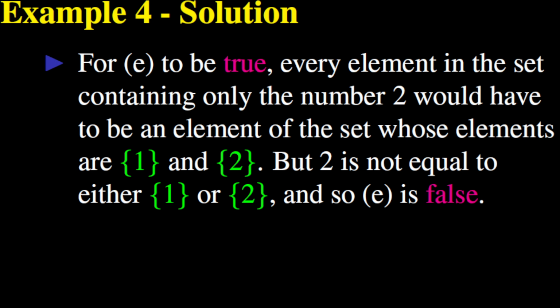For E to be true, every element in the set containing only the number 2 would have to be an element of the set whose elements are the singleton {1} and the singleton {2}. But 2 is not equal to either the singleton {1} or the singleton {2}, and so E is false.